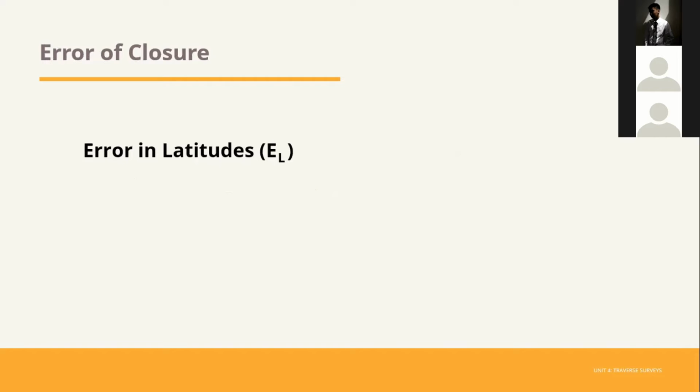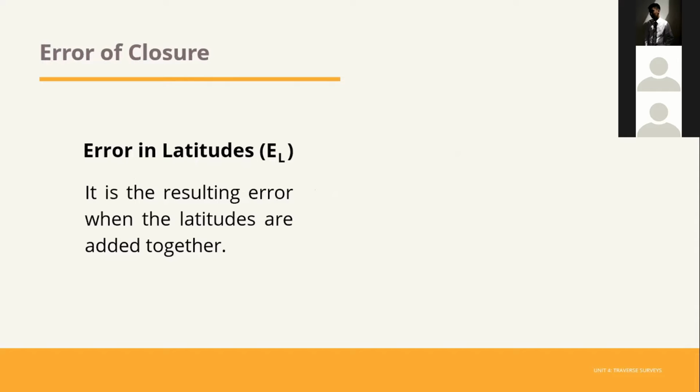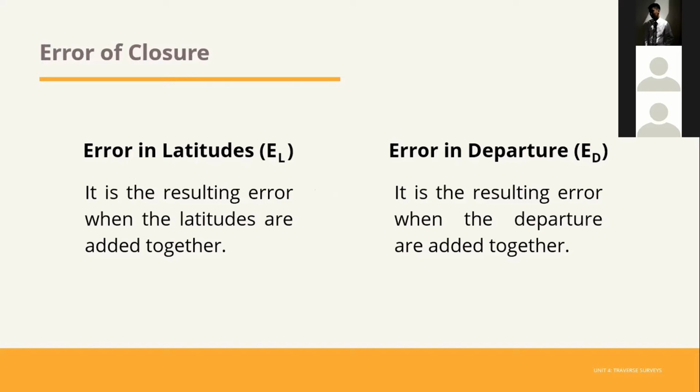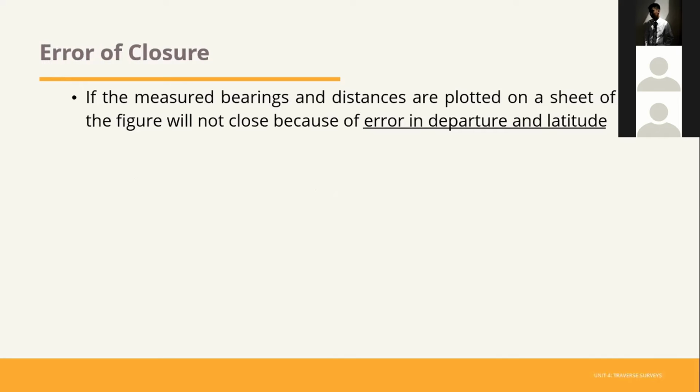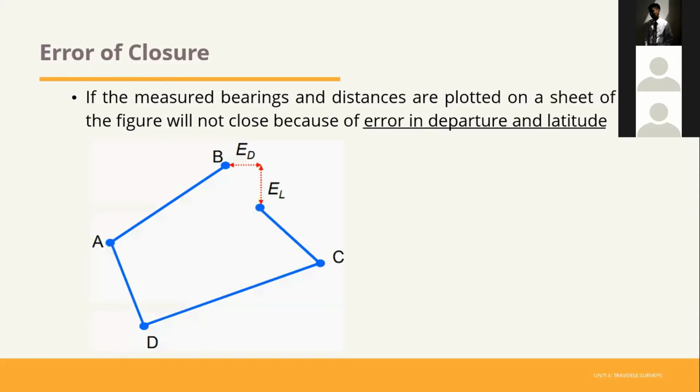So the error in latitudes, or E sub L, is the resulting error when the latitudes are added together. And the error in departure is also the resulting error when the departures are added together. So if the bearings and distances are plotted on a sheet of paper, the figure will not close because of error in departure and latitude. As you can see here in the figure, we have an error in departure and in latitude.